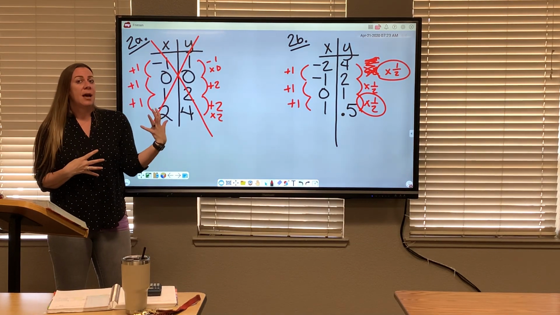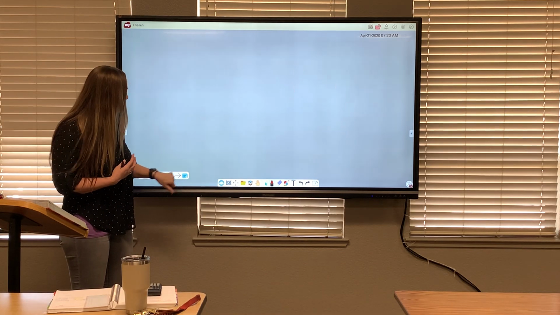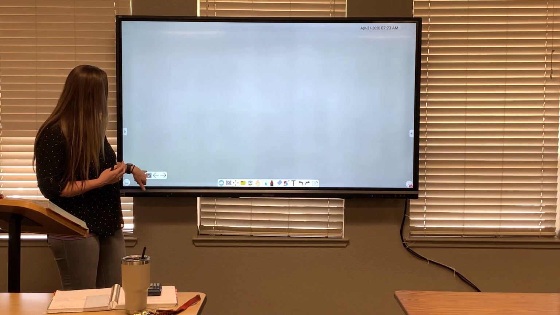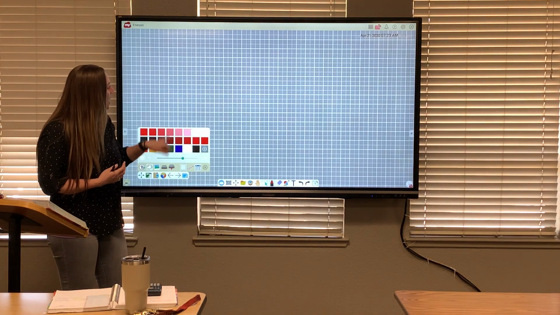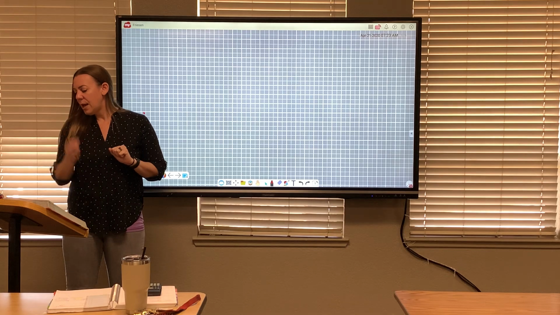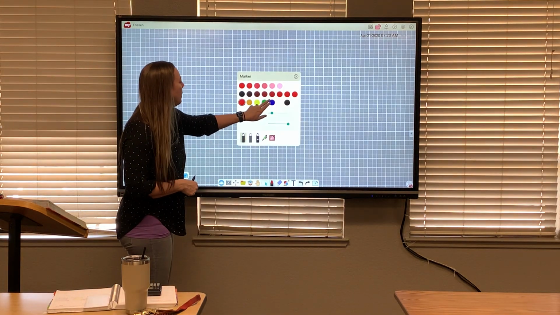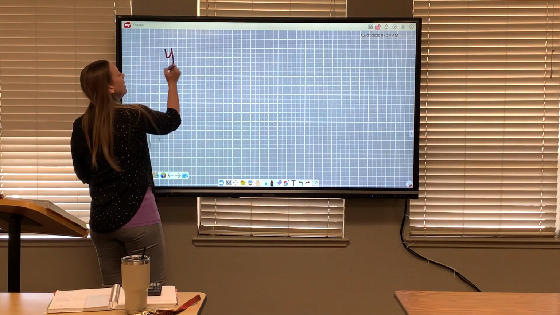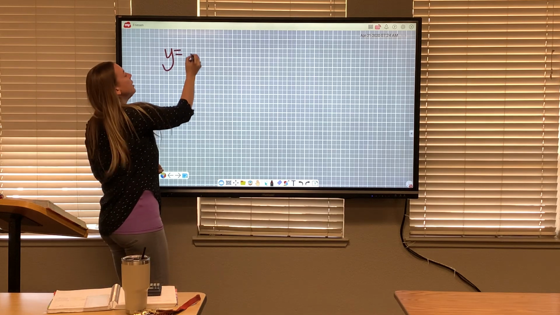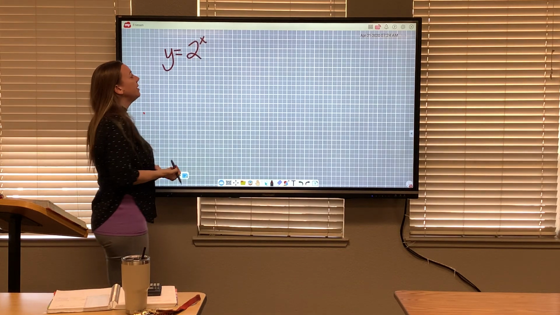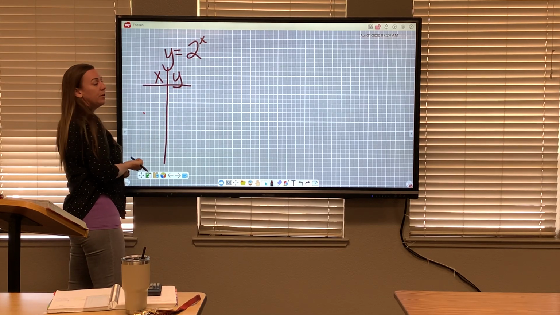Now our next step with exponential functions is we are going to graph. So I'm going to go ahead and put up graph paper here. And hopefully we can see this at home. Let's go ahead and do one of our examples here, and I will write as dark as I can. So y equals 2 to the power of x, okay? And I want to create a chart of values.